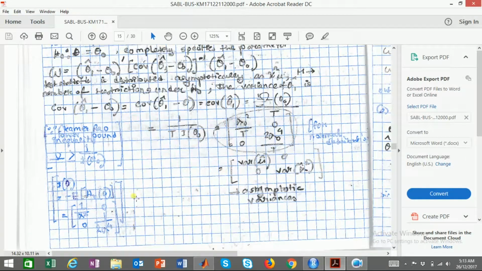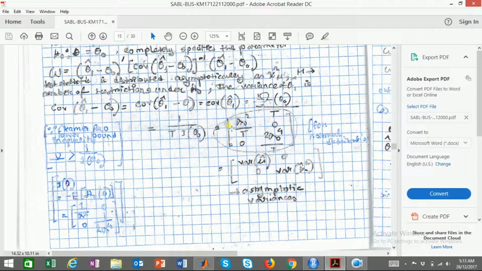This is the information matrix. Basically, the information matrix at theta naught equals the inverse of the negative Hessian, and the negative Hessian is simply 1 by sigma square and 1 by 2 sigma to the power 4. That's how we are getting sigma naught square by T. We just turn the numerator to the denominator. That's all.